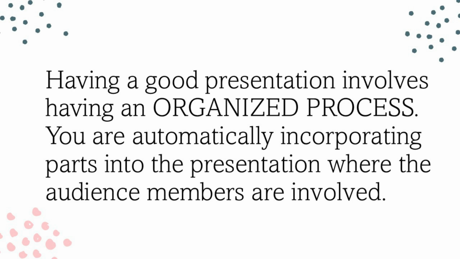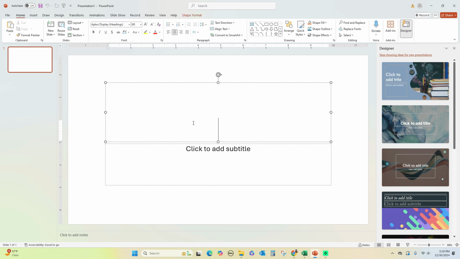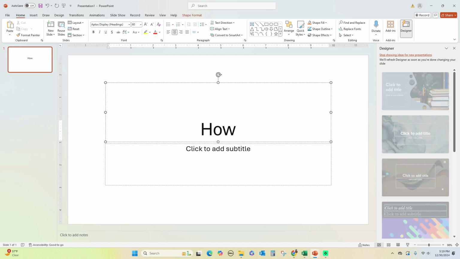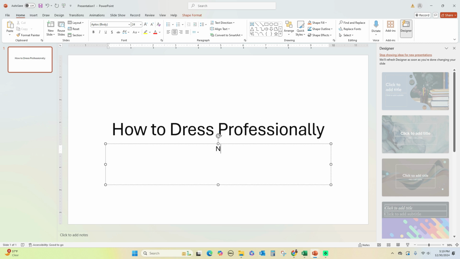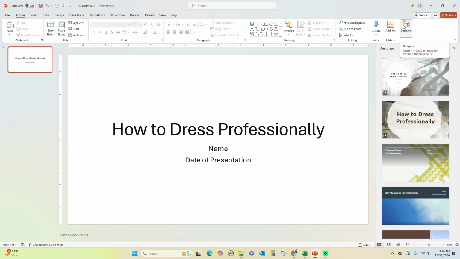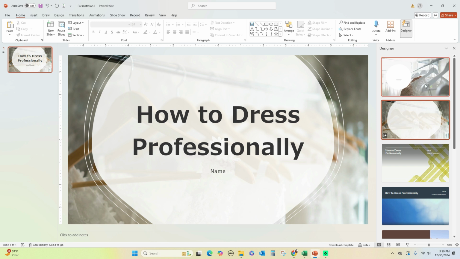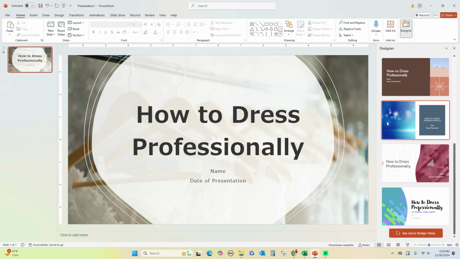And we're just going to pretend that I'm going to do a presentation on how to dress professionally. This is just an example, okay? How to dress professionally. Here, what you want to do is put your name and put the date of the presentation. Okay. Now, on PowerPoint, there's this thing called Designer that you can use. And it's kind of neat. See how, if I pick this, for example, it kind of gives a background. That's kind of cool. You can use something like that if you'd like. Again, nothing too high-techy, but it's something.